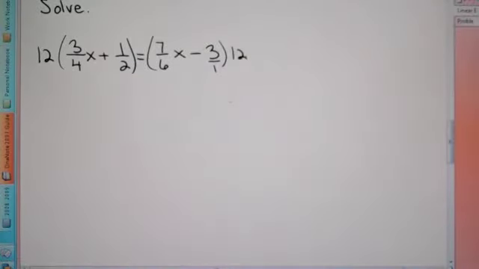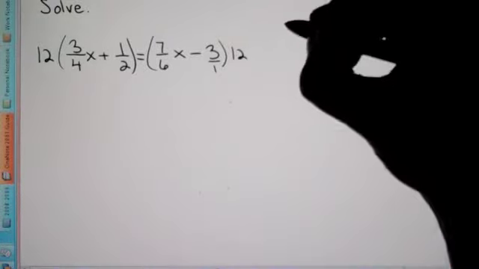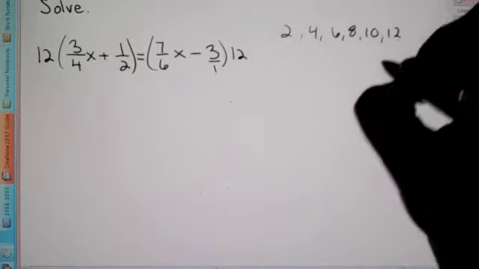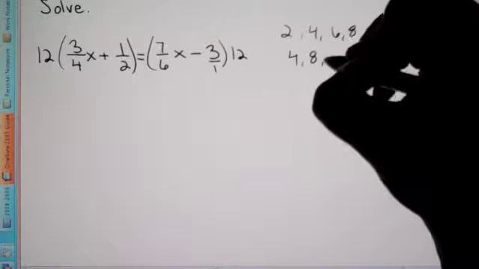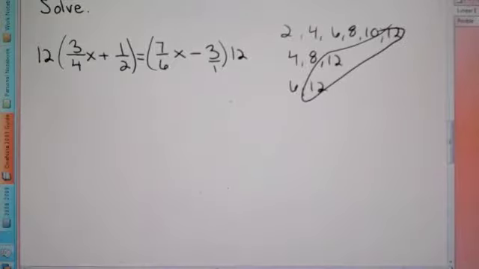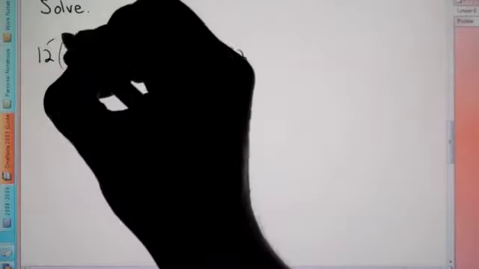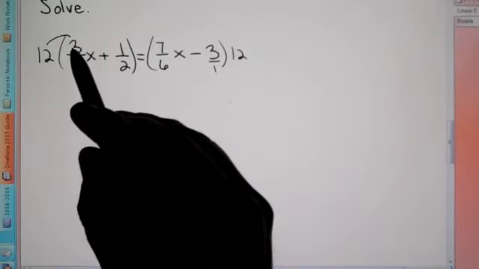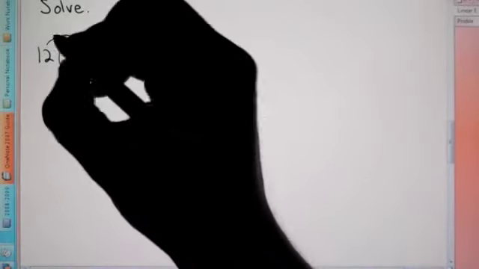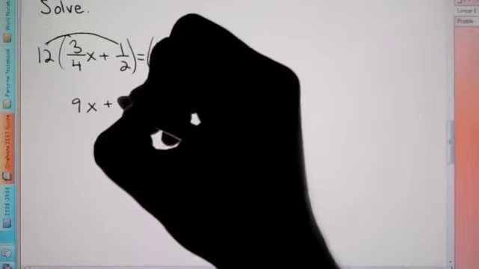Okay? And if you guys don't know how to do that, just set up multiples: 2, 4, 6, 8, 10, 12. Notice 4 is 4, 8, 12; 6, you have 6, 12. It's the first number that appears for all those multiples. Alright, so now when we distribute, we have 12 times 3 is 36. 36 divided by 4 is 9. So we have 9x. Plus 12 times 1 is 12, divided by 2 is 6.